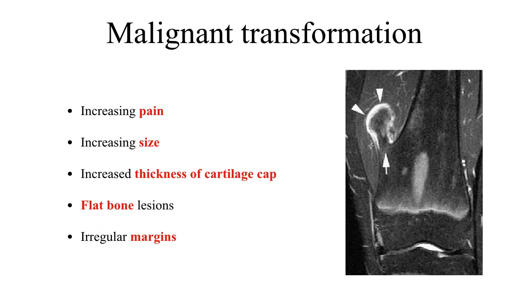My first slide was that osteochondromas are benign tumors. Yes, but very rarely it can undergo malignant transformation, and the signs which indicate that this benign tumor undergoes a malignant transformation are these 5 points. When the pain suddenly increases, when the size of the swelling suddenly increases, when the cartilaginous cap thickness increases, which is seen as this bright white shadow in the MRI, which is marked by the pointed arrows.